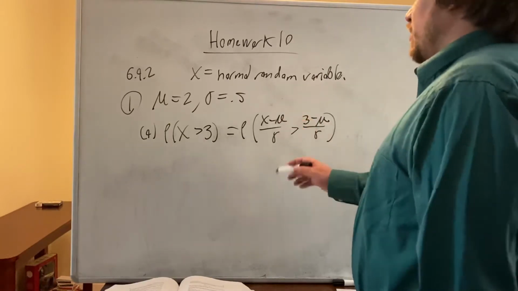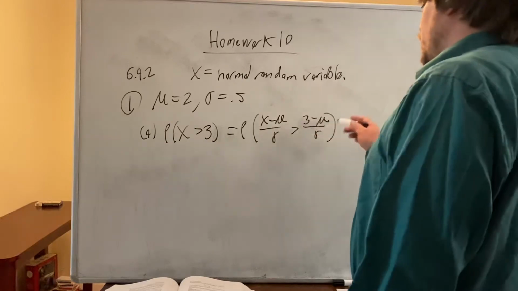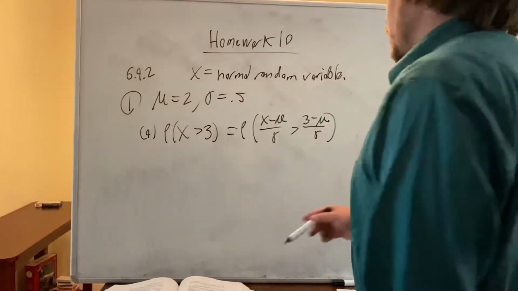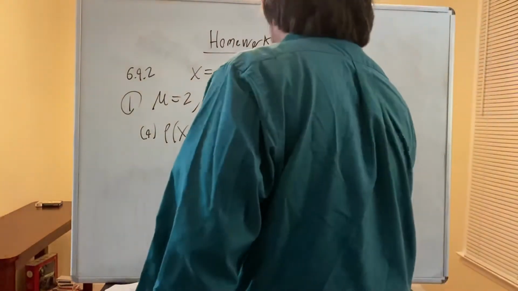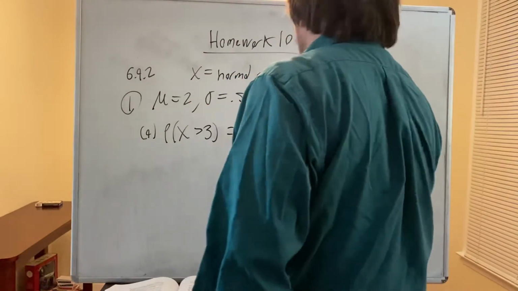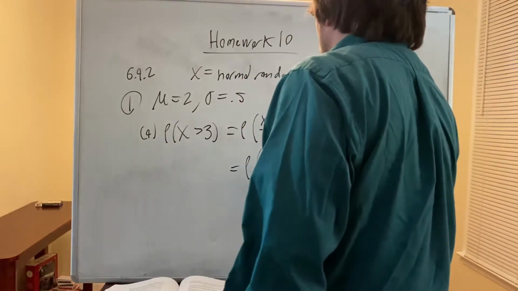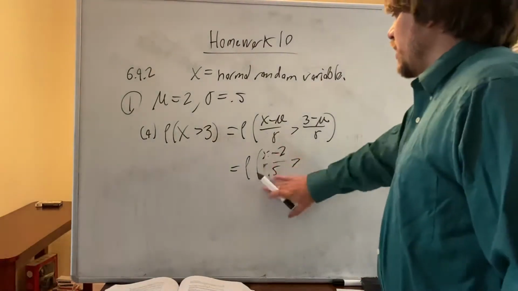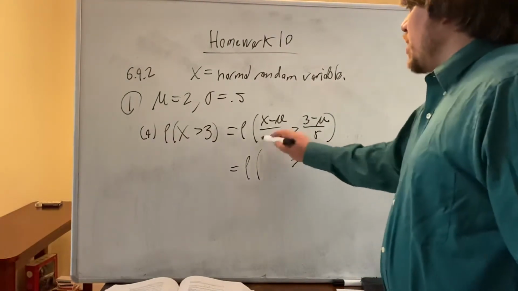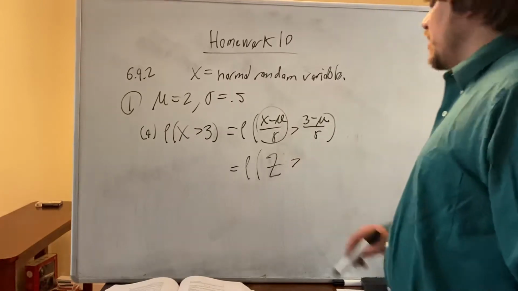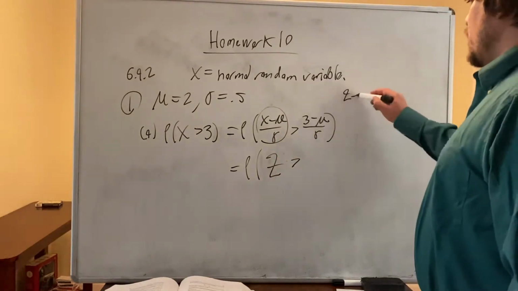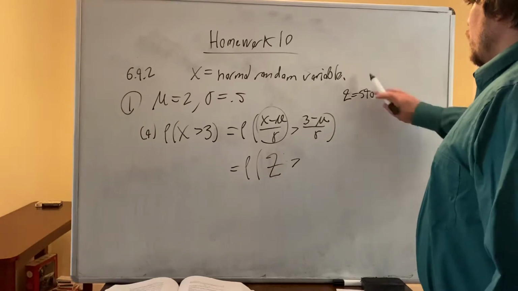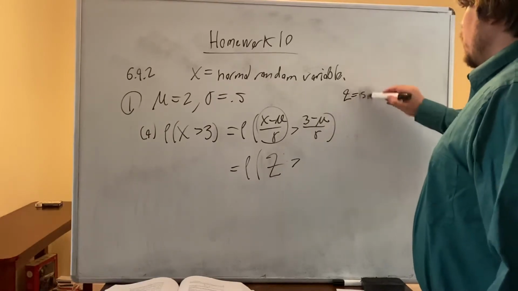When you divide by a positive number, it doesn't change the order of the inequality. X minus mu and 3 minus mu could be negative, but you're dividing by sigma, which is positive. So this is equal to the probability that (X minus mu, which is 2) divided by sigma, which is 0.5, is greater than... X minus mu over sigma, that's Z. Z is your standard normal random variable.